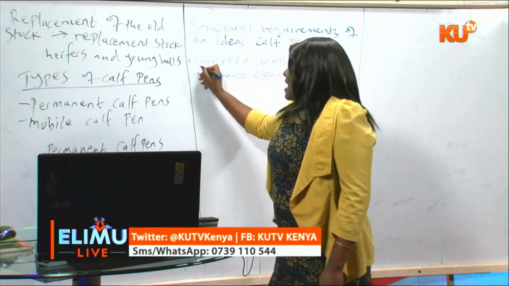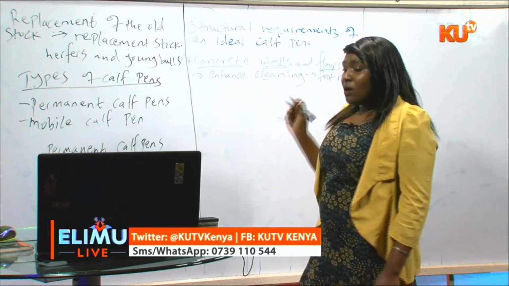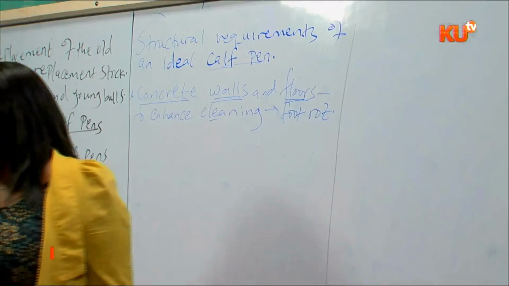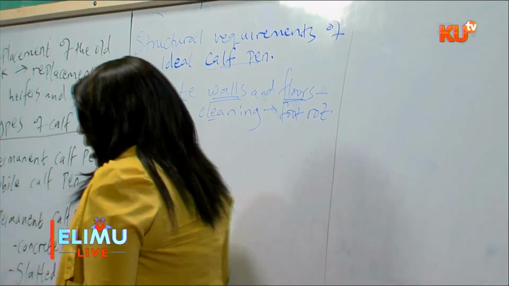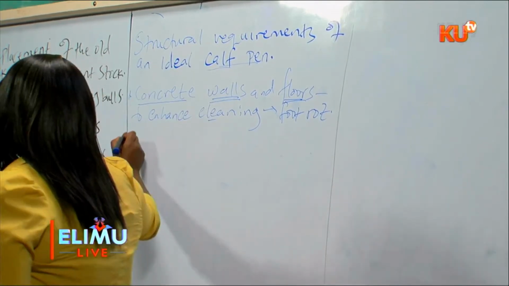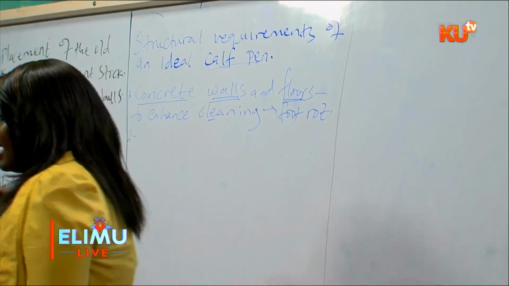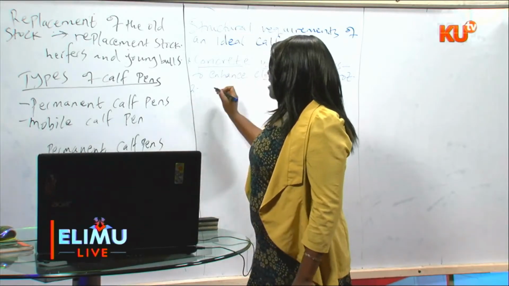Now, that is the first thing. Ensure, if you can, that the walls are concrete and the floors are concrete. That is the first requirement. Number 2 requirement of an ideal calf pen is that you should ensure that this calf pen is dry.